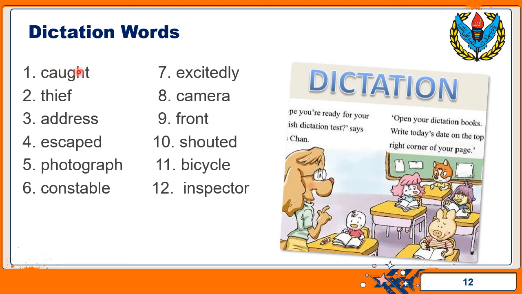C-A-U-G-H-T, caught. T-H-I-E-F, thief. A-D-D-R-E-S-S, address. E-S-C-A-P-E-D, escaped. P-H-O-T-O-G-R-A-P-H, photograph. Here P-H is giving the sound of F as we have read in elephant.